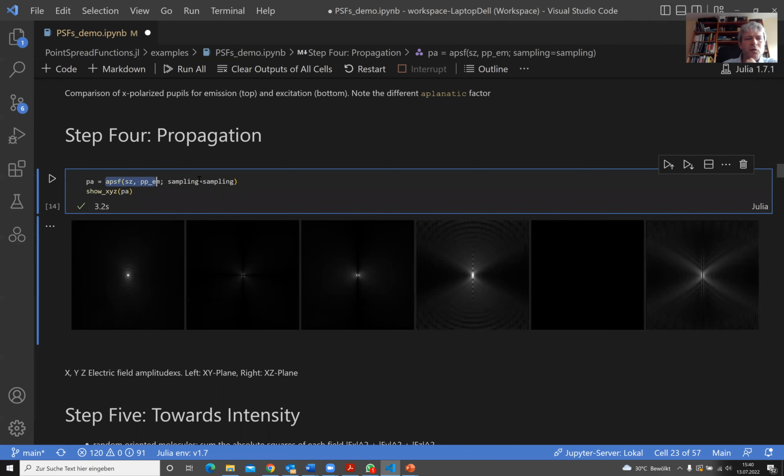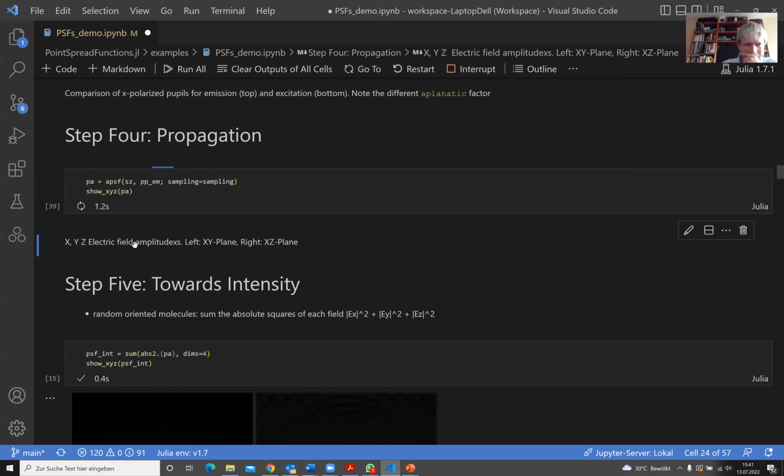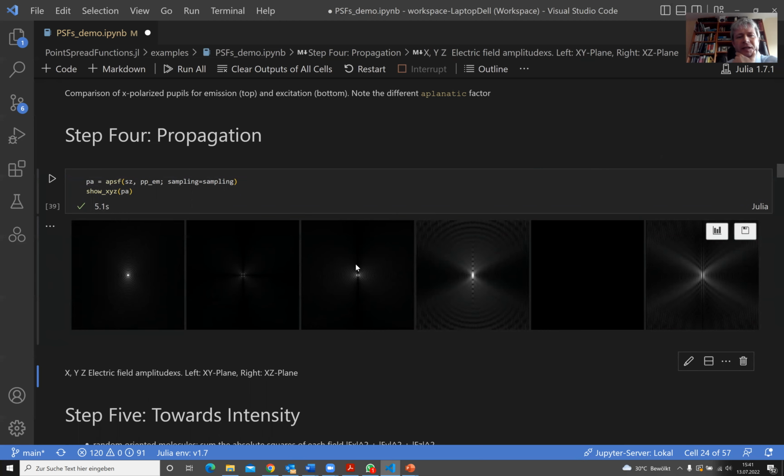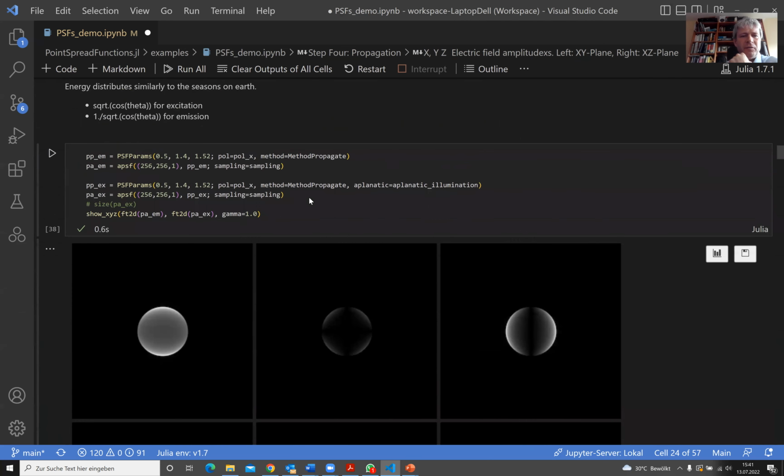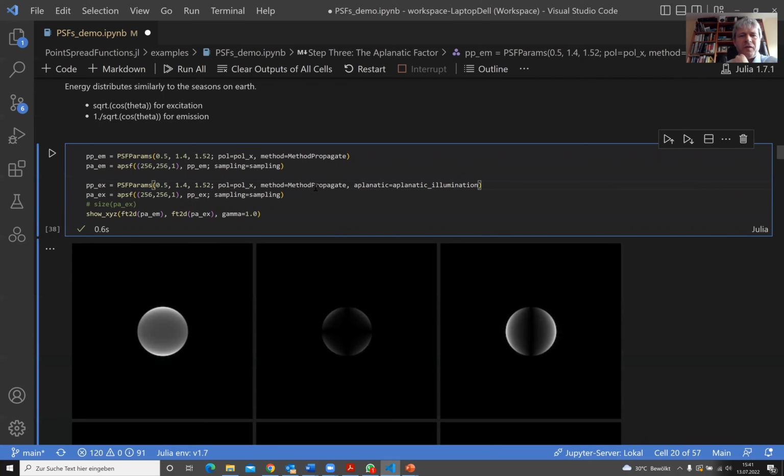For this, we use this function called APSF. A stands for amplitude point spread function. So it gives you the complex-valued EX, EY, EZ component of the electric field in a 3D volume. And that is what is shown here. In this particular case, it calculates this point spread function, and what it displays is the EX, EY, EZ here in focus, in the plane of focus, and here it's in an XZ section. The method of propagation that was used here was defined earlier. You can see what it uses: a method just called method propagate. So that's the simplest thing.